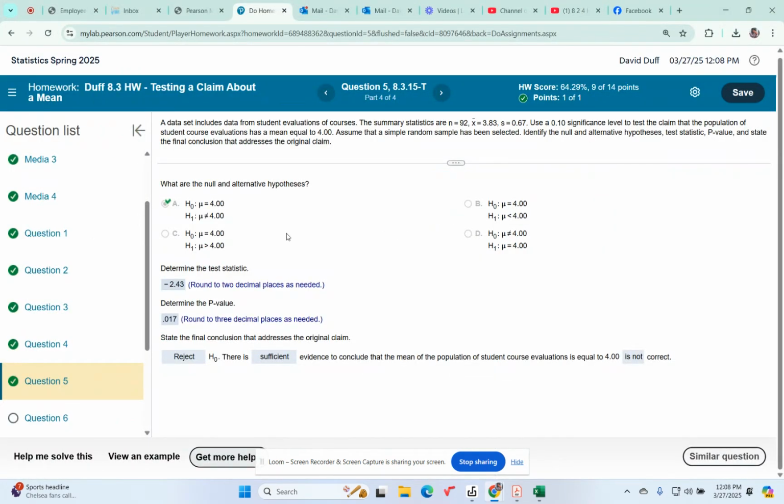So that's our answer, right? Our test statistic is to the left of our critical value, in the rejection region. Our p-value is less than our significance level, so we reject the null hypothesis, and we have sufficient evidence to conclude that the mean of the population is not equal to 4.